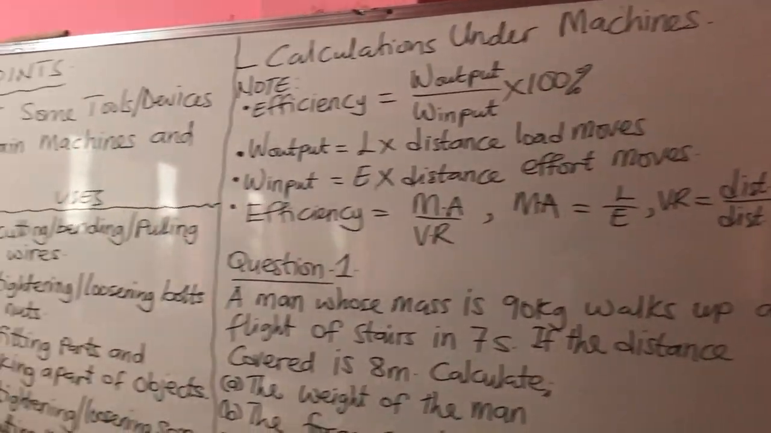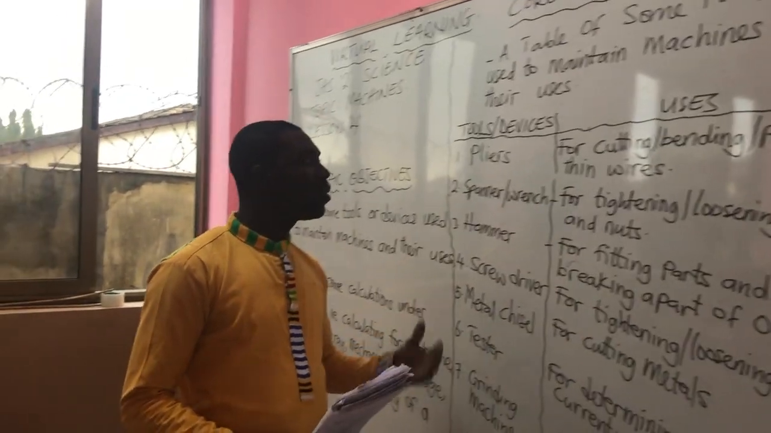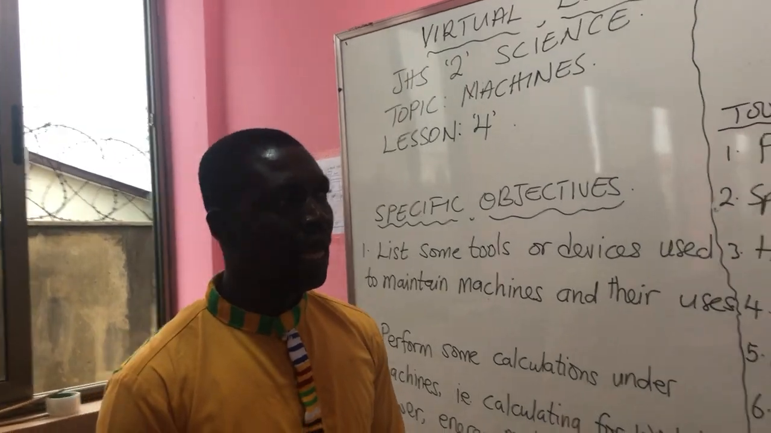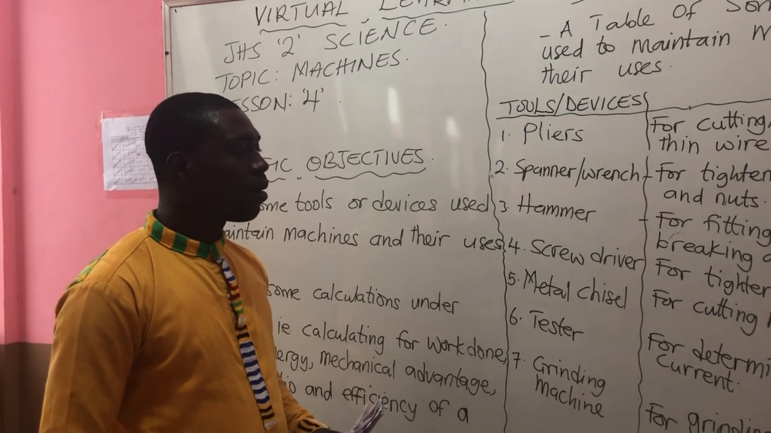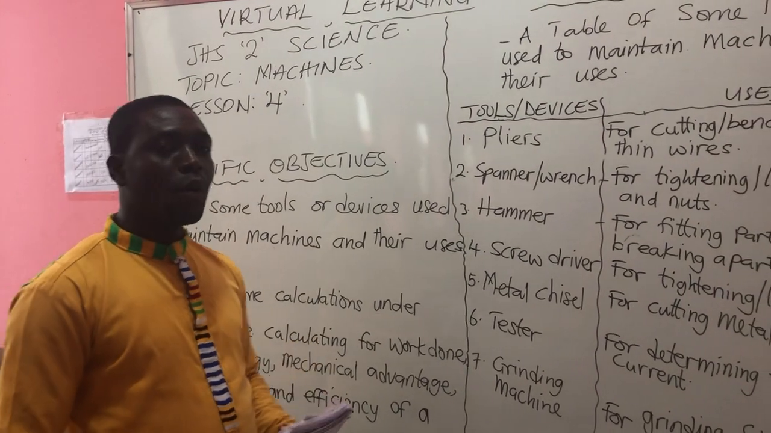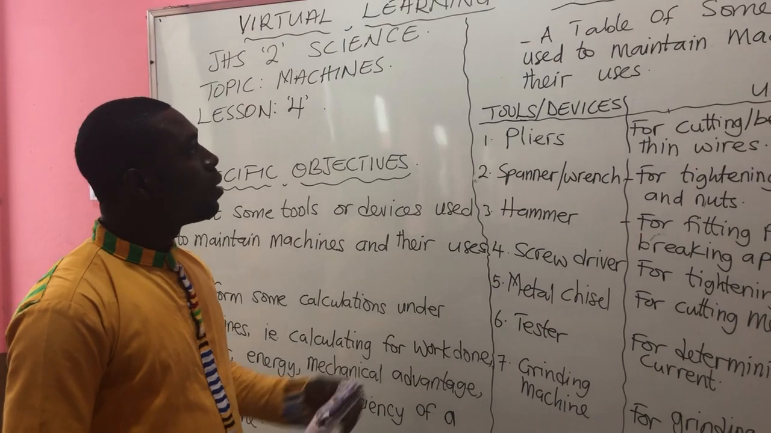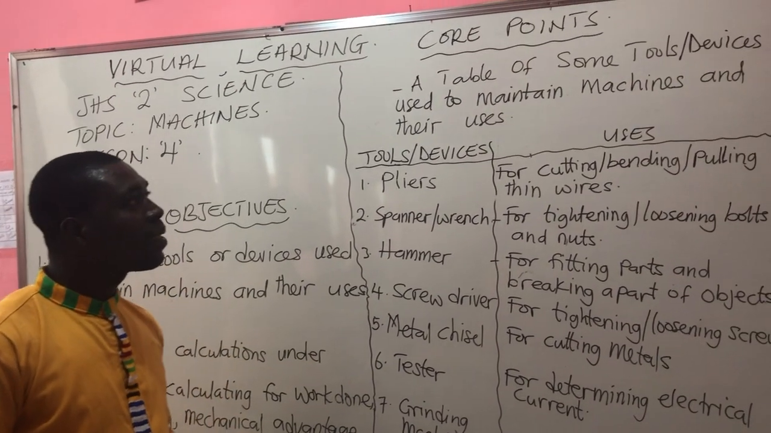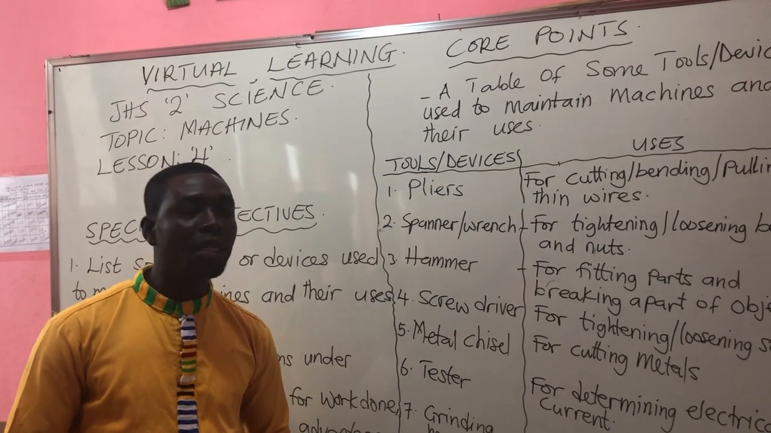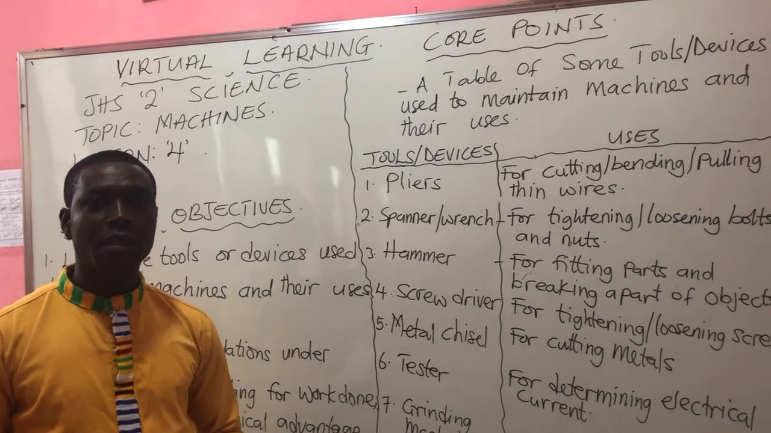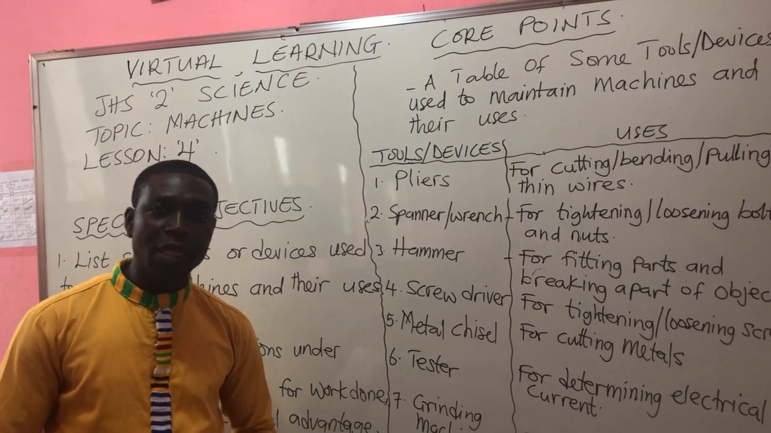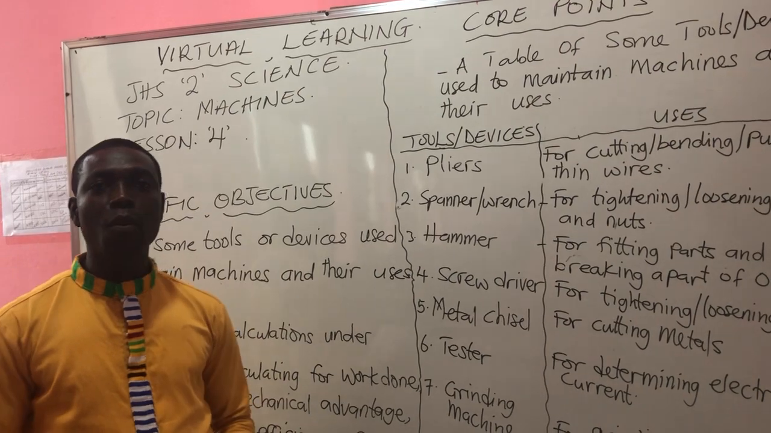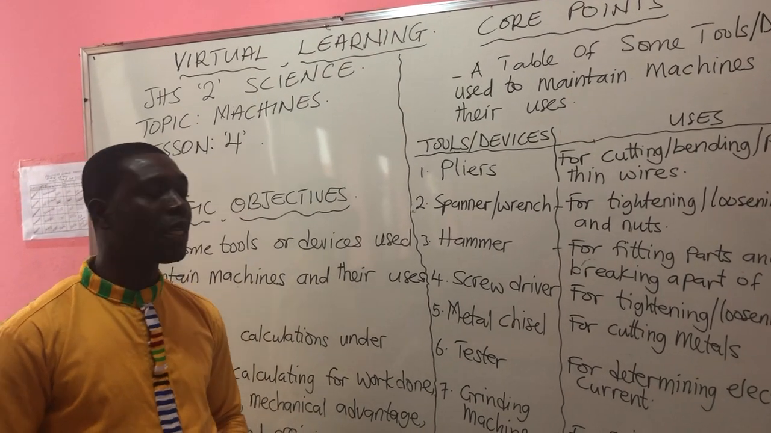Now, in our previous lessons, we were able to talk about various ways of maintaining machines, or caring for machines. Today we are continuing with some tools or devices which can be used to maintain those machines. And you know, always at the end of every lesson, we are expecting to achieve something, and that is our objectives or the aim for the day's lesson.